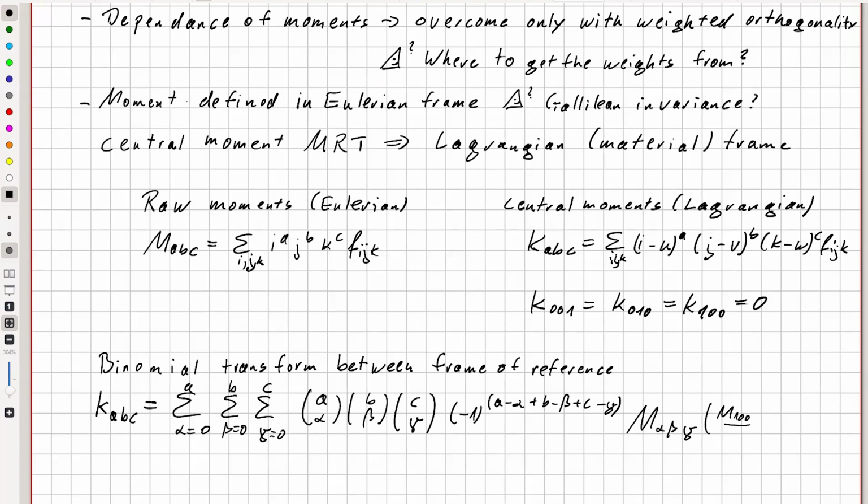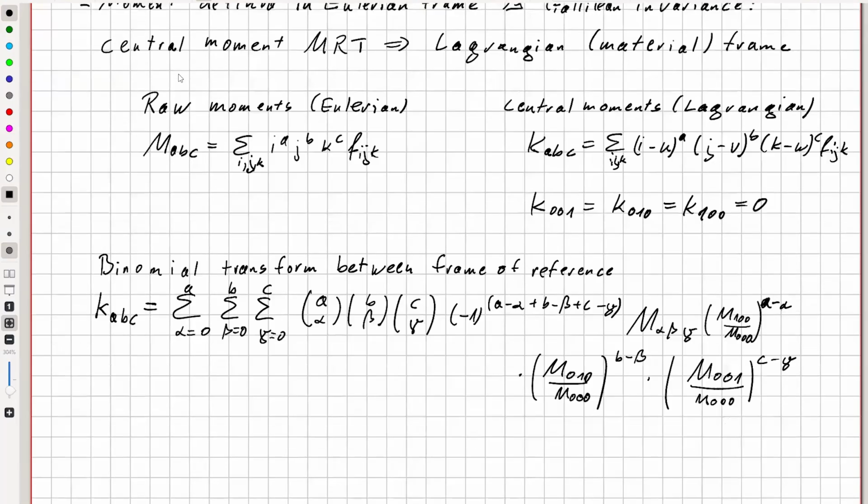so here comes the velocity actually, the first moment divided by the zero moment, to the power of A minus alpha, times, I mean, you can imagine 0, 1, 0 divided by m0,0,0 to the power of B minus beta, and this again multiplied by m0,0,1 divided by m0,0,0 to the power of C minus gamma. Okay, this equation itself is a bit tedious.